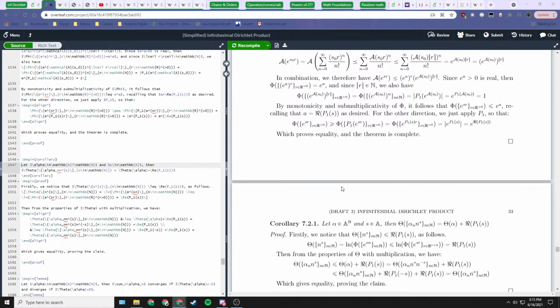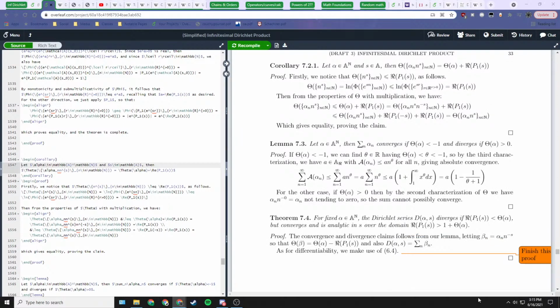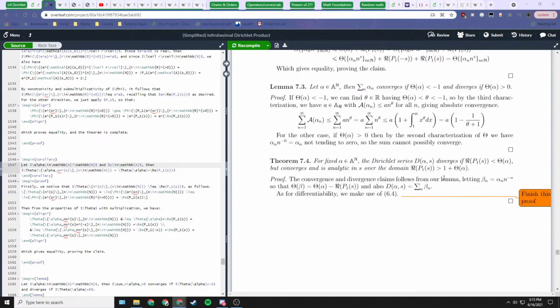Anyway, that was essentially all we did, and we were working up to here. So this is where we're now at. The very last thing we had done was prove that if we have a summation of some alpha n's, it will converge if the theta value is less than -1, and it'll diverge if the theta value is greater than 0. This is essentially a p-test.